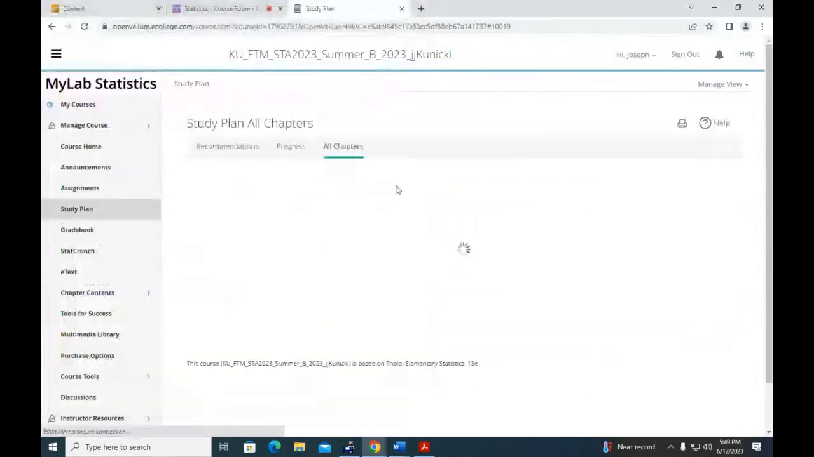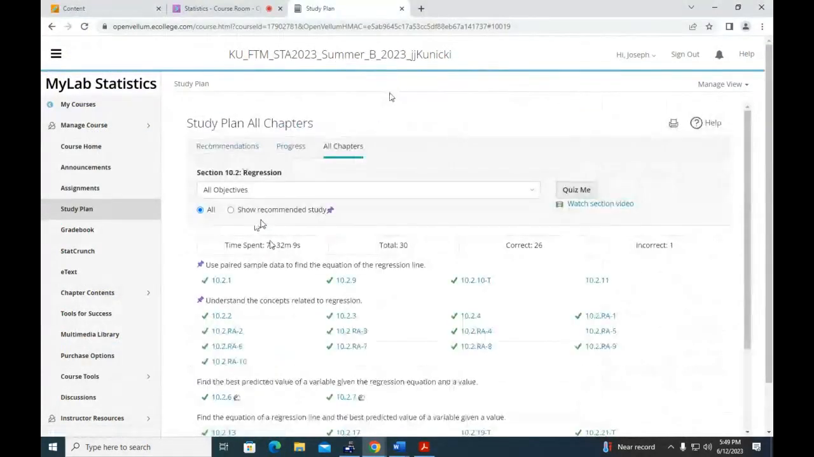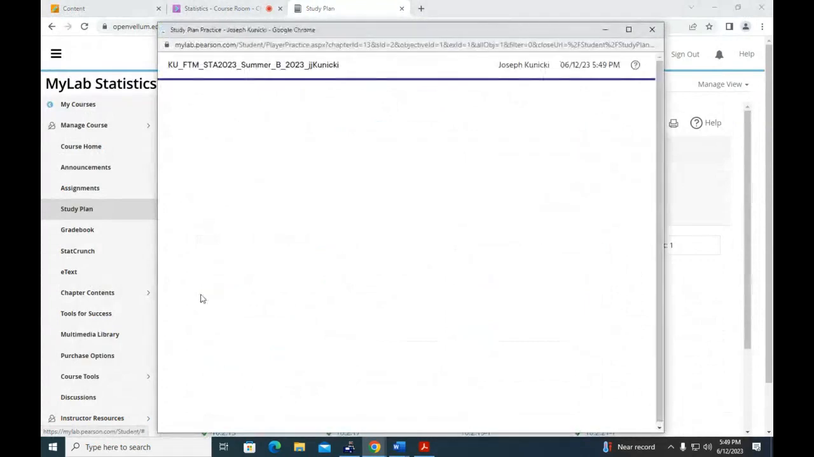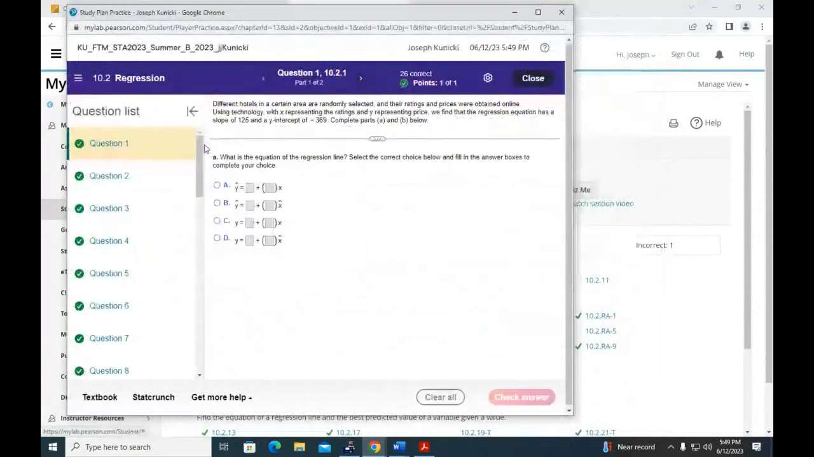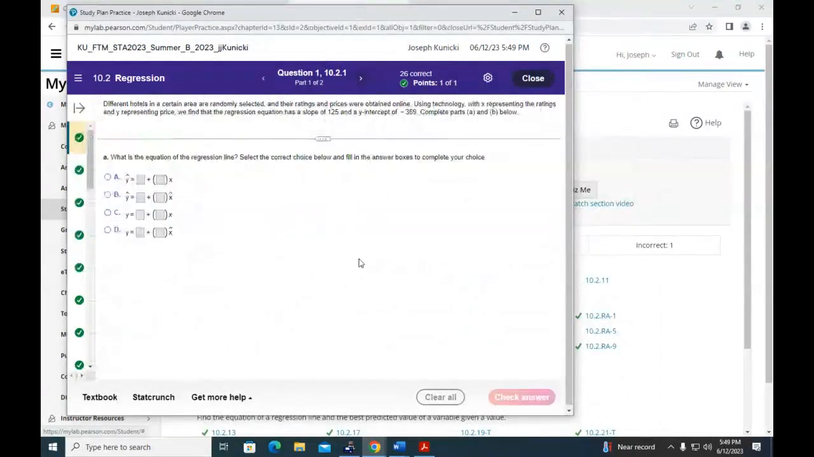We're going to go to section 10.2, regression. A couple of definitions to start. Yeah, here it is. They give us some values. There are 2 numbers, so don't assume that this is B0. It says slope, so that's B1. That's B0. So you're going to put minus 369 in here and 125 in here. You have to pick the correct one, and the only one that makes sense is A.